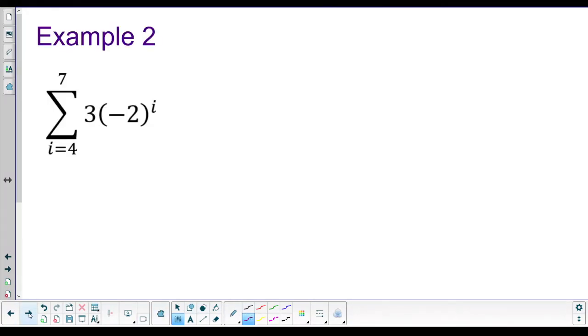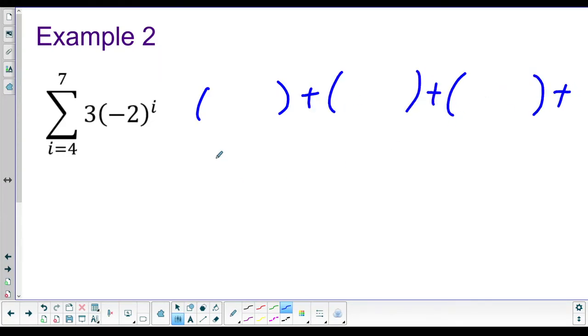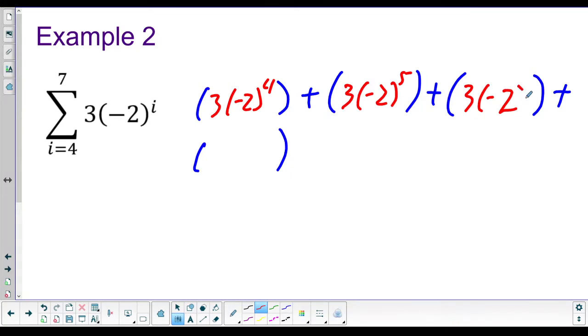Let's do another example. Ooh, this one looks a little scarier just because we have an exponent for the index now. But I think you guys are gonna be okay. So let's set this up. We're gonna have 4 plus the 5th term plus the 6th term plus the 7th term. So we'll fill these out. So this is 3 times negative 2 to the 4th, 3 times negative 2 to the 5th, 3 times negative 2 to the 6th, and then finally 3 times negative 2 to the 7th.